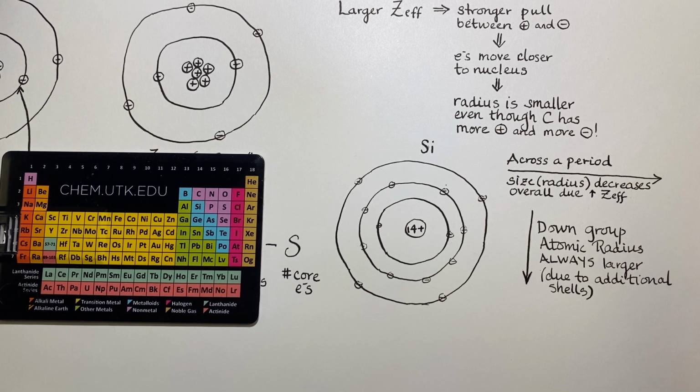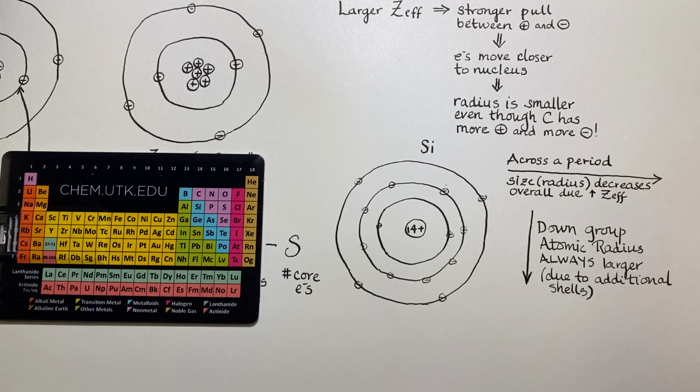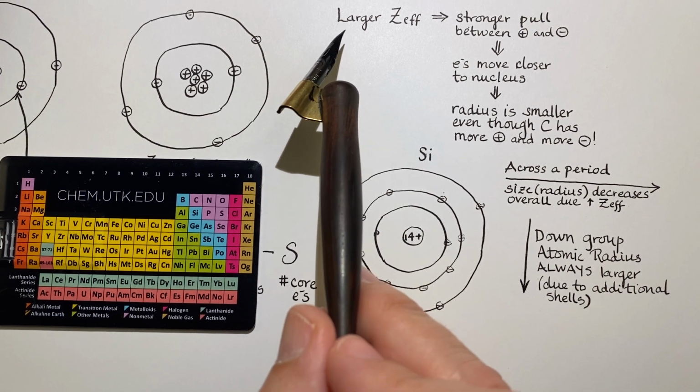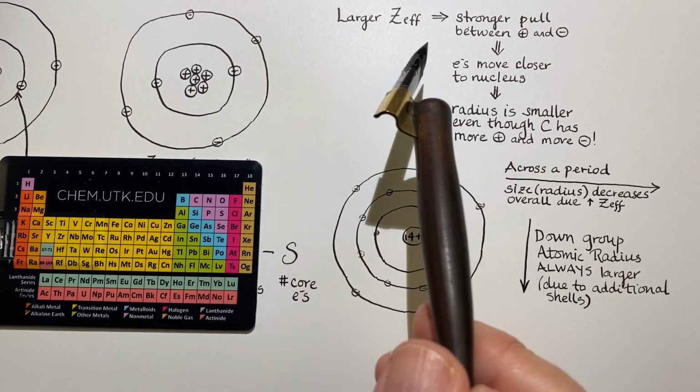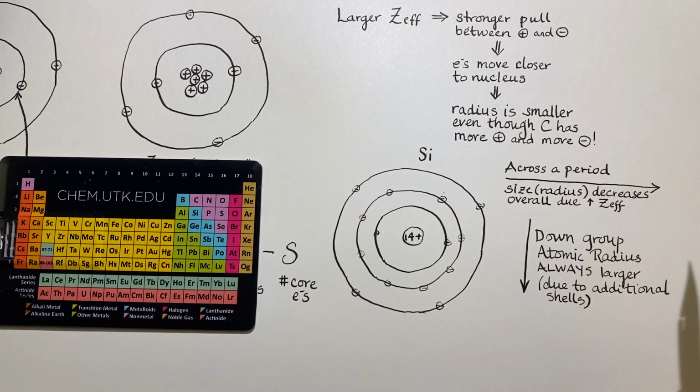So, this was shielding and effective nuclear charge as it applies to atomic radius. We also see periodic trends with ionization energies, and those are also related to the increasing effective nuclear charge across a period. But we don't have time to talk about ionization energy in this video, but that will be a good topic for a future video.